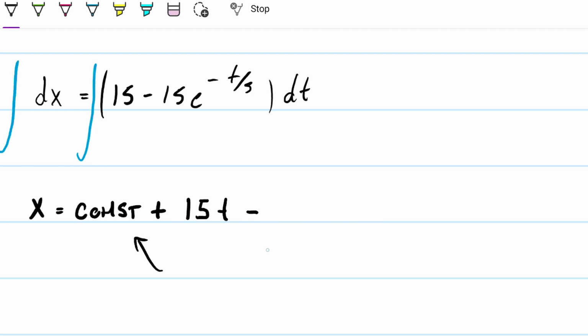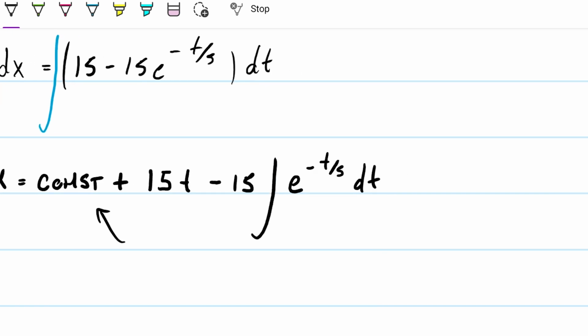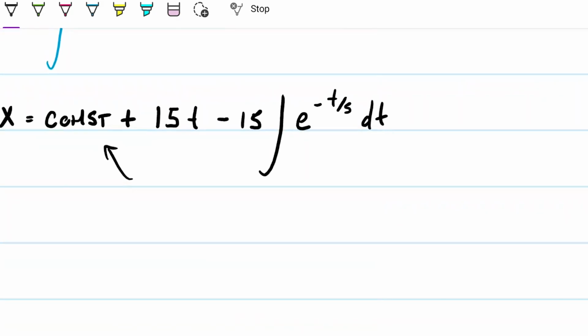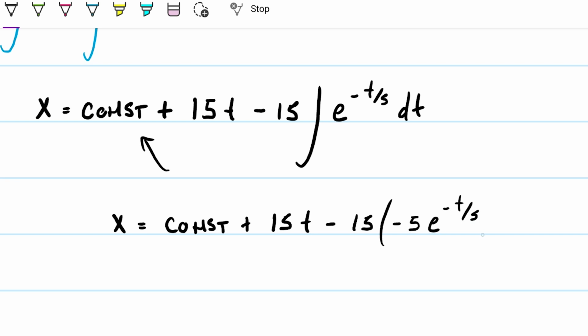And over here we have minus 15 integral of e to the minus t over 5 dt. And this is super familiar, right? It's exactly the same as before. We can do exactly the same thing, do it by substitution, substitute again. We're going to get the negative 5 coming out of it once again, so we need to multiply this by the negative 5. So this is going to be exactly the same thing. We're going to get a constant here plus 15t minus 15 times minus 5 e to the minus t over 5.